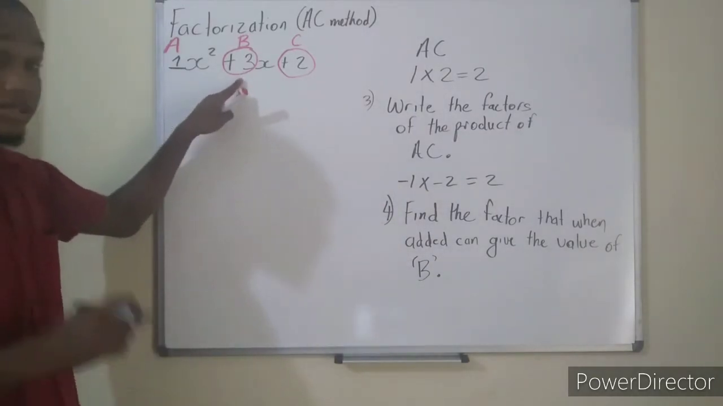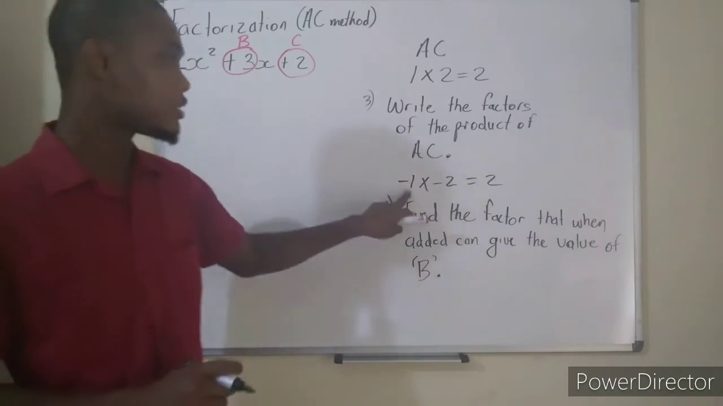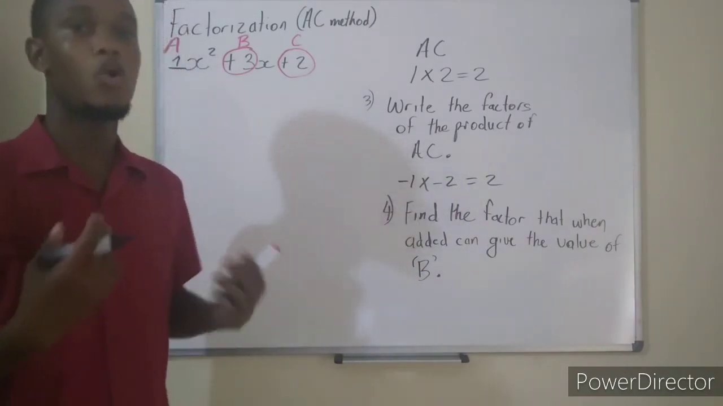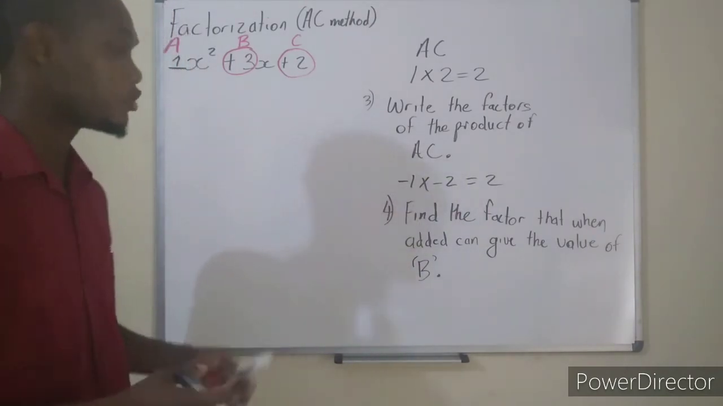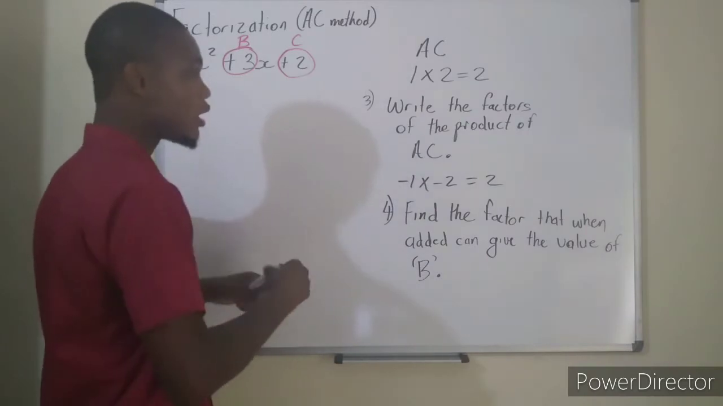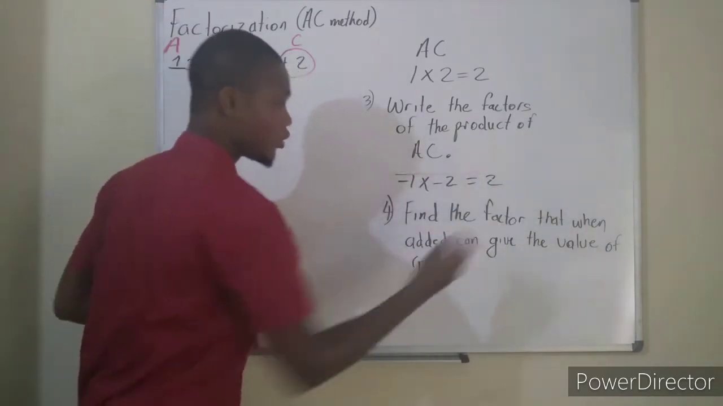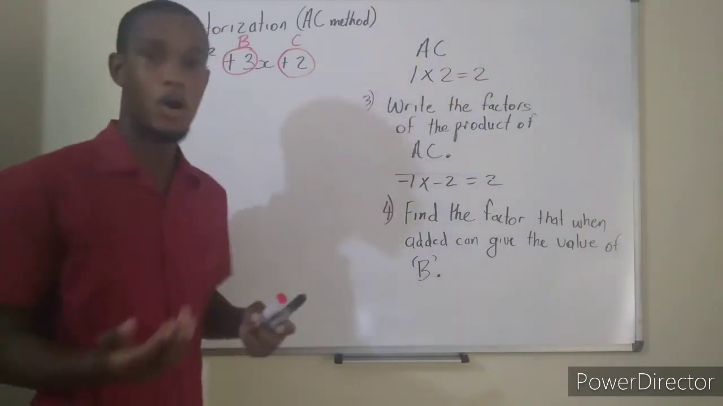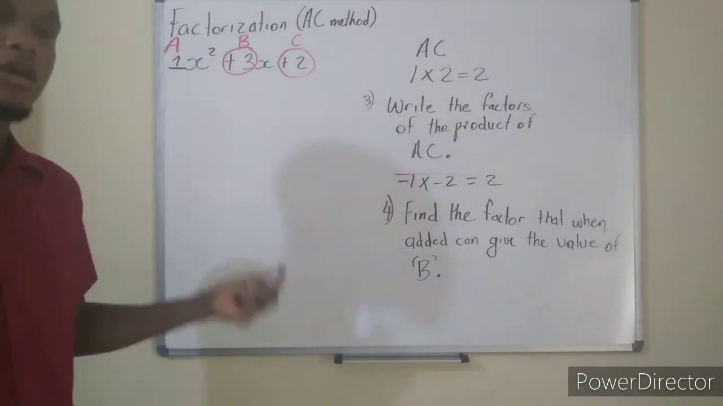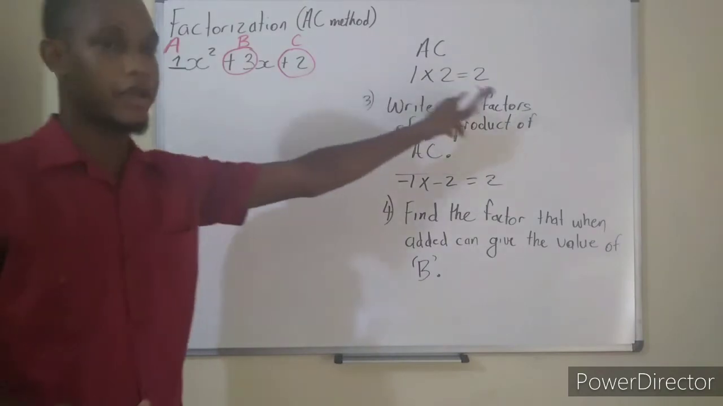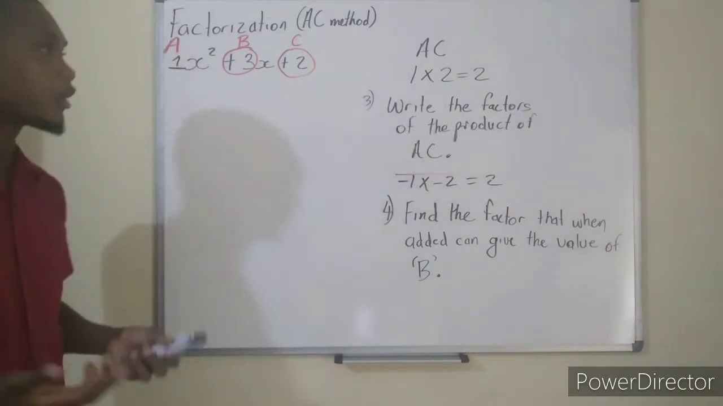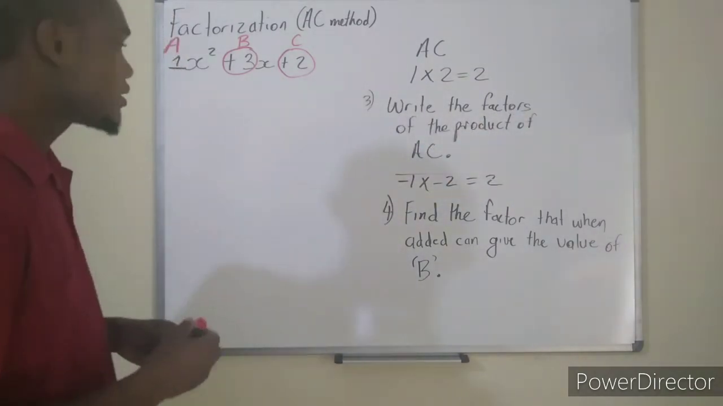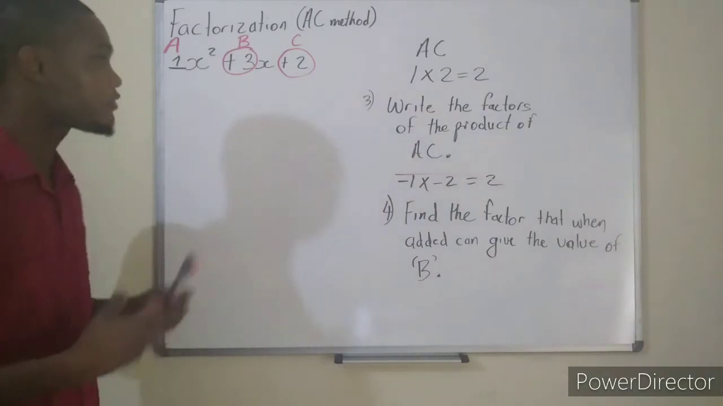So B is 3. So when you add negative 1 plus negative 2, you won't get 3. You're going to get negative 3. So you know that this would not work. So you can basically cross it out. Then you look at your other factors, 1 plus 2. 1 plus 2 gives you 3. So that can be workable. Those are the workable factors.